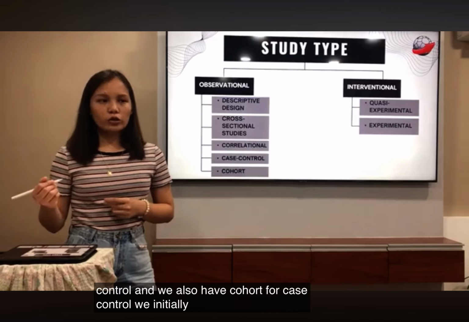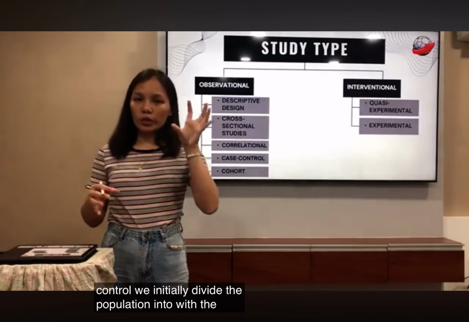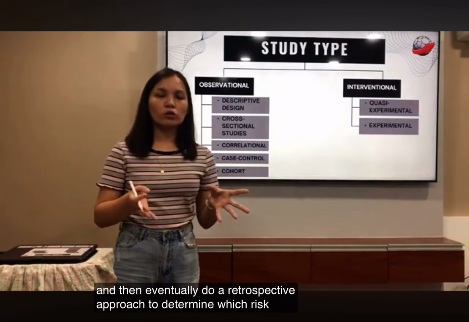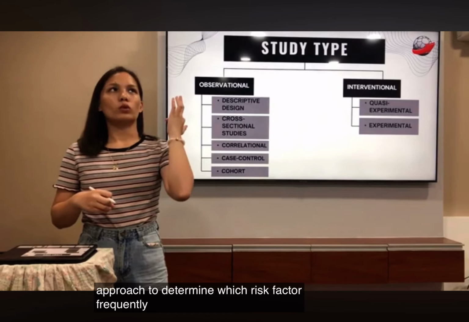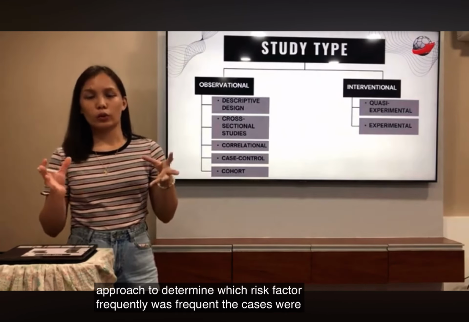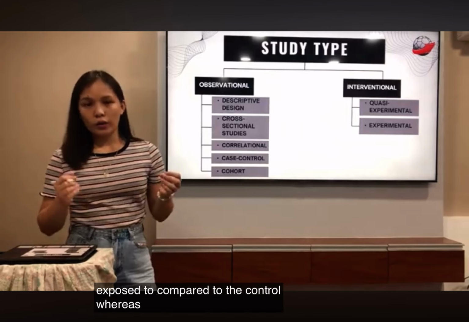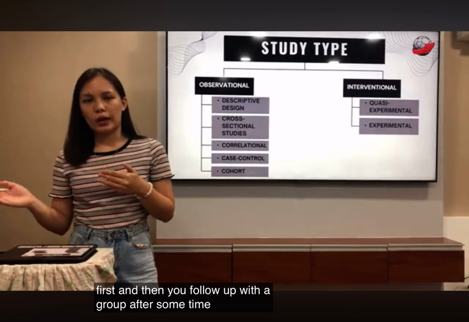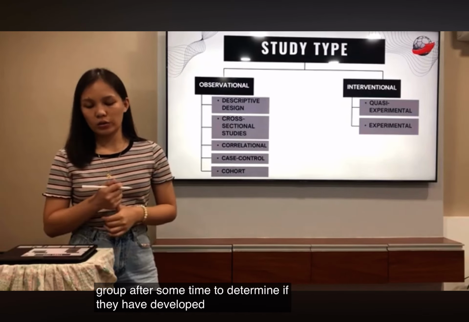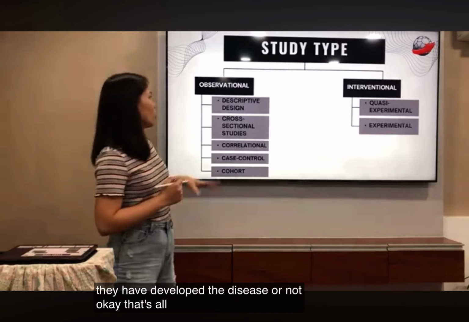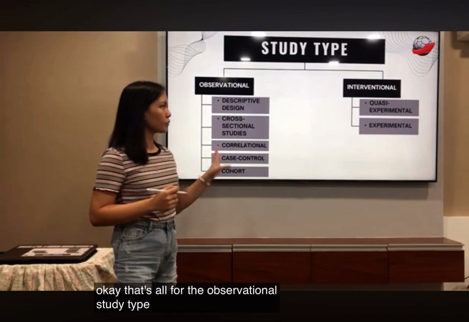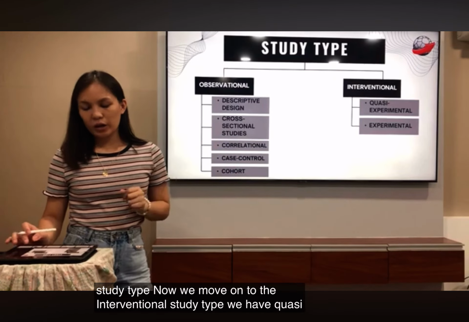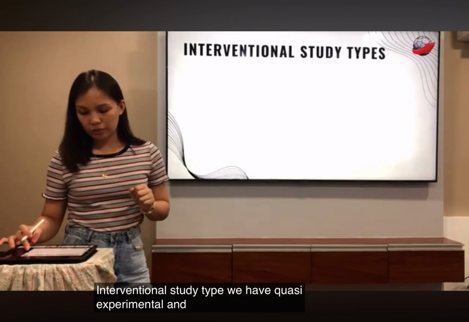For case control, we initially divide the population into with the disease or not, and then eventually do a retrospective approach to determine which risk factor the cases were frequently exposed to compared to the control, whereas in the cohort, exposure comes first and then you follow up with the group after some time to determine if they have developed the disease or not. Okay, that's all for the observational study type. Now we move on to the interventional study type. We have quasi-experimental and experimental.